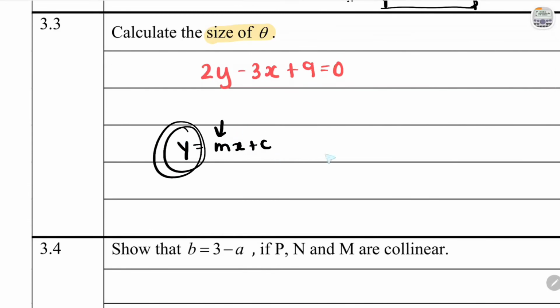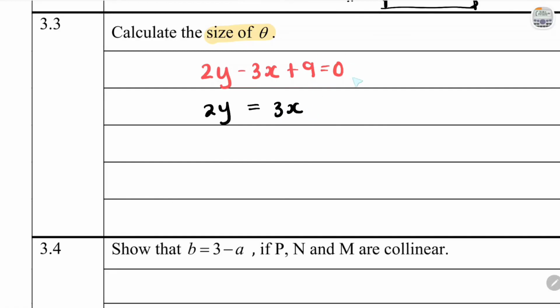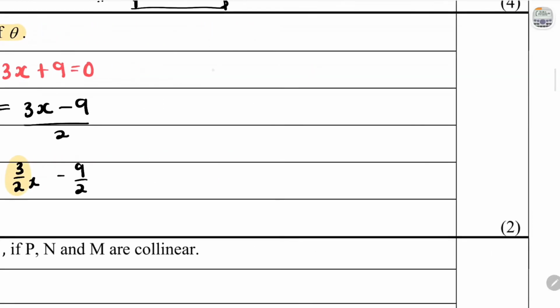The goal is to get y on its own. So let's leave 2y on the left, equal to, transposing the negative 3x to become positive, and transposing the positive 9 so it's negative 9. Then we divide both sides by 2. Therefore, y is equal to 3 over 2 x minus 9 over 2. So we can see the gradient is 3 over 2. To find the angle of inclination, we say tan theta is equal to our gradient, which is 3 over 2. So we need theta to be alone, so we'll use the inverse of tan.